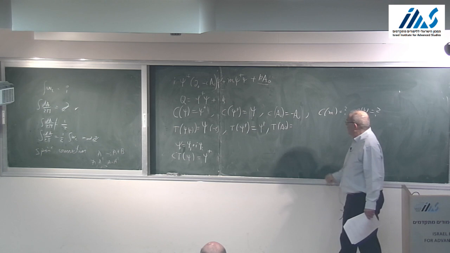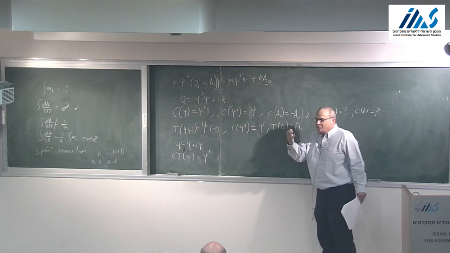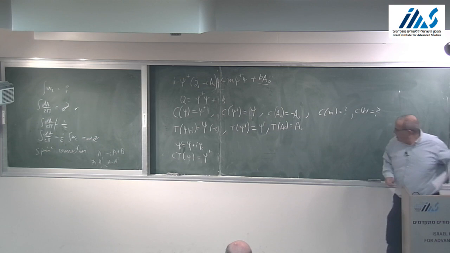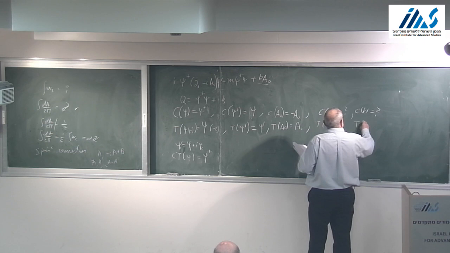One way of saying it, there are two i's. Another way of saying it, we declared that T does not change electric charge, so A0 should still couple correctly. So far, so good. And I'm leaving it as an exercise for you to find T on M and T on K.